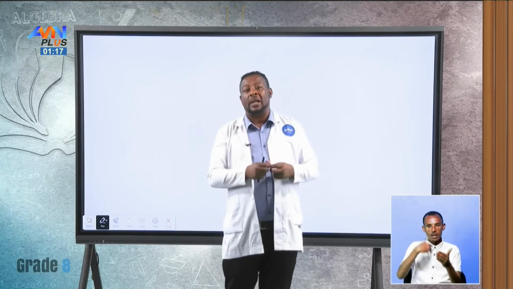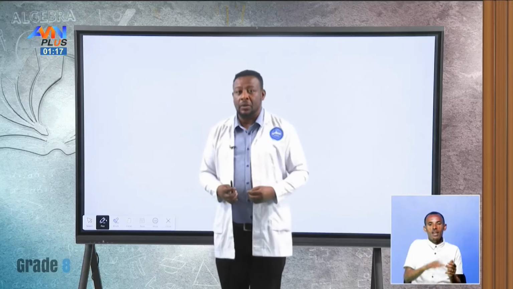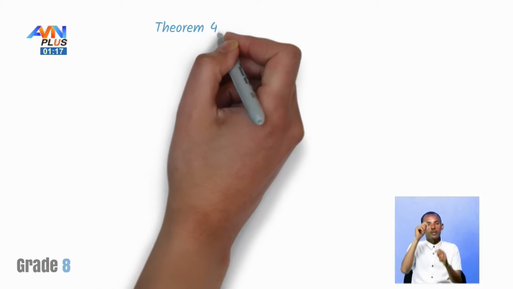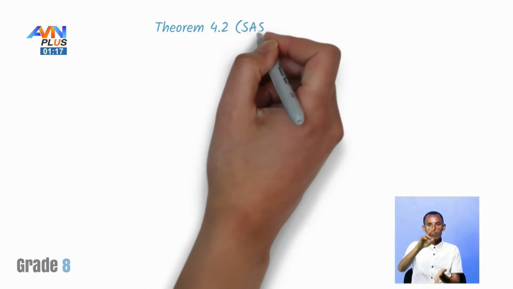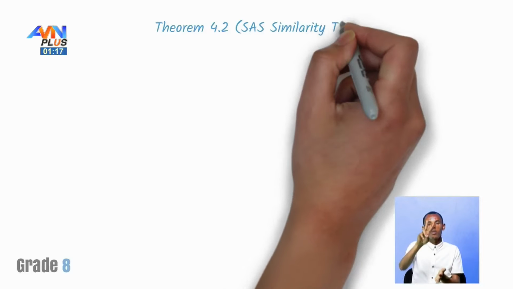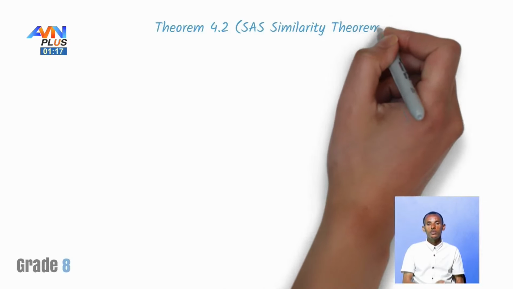So now we will see the next test for similarity, like the side-angle-side similarity theorem. And the third one is the side-side-side similarity theorem. Okay, let's see these two things first. Okay, theorem 4.2. Theorem 4.2 is about the side-angle-side similarity theorem.